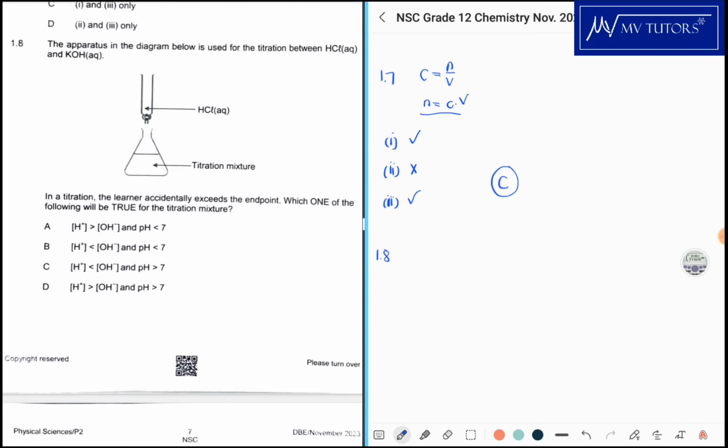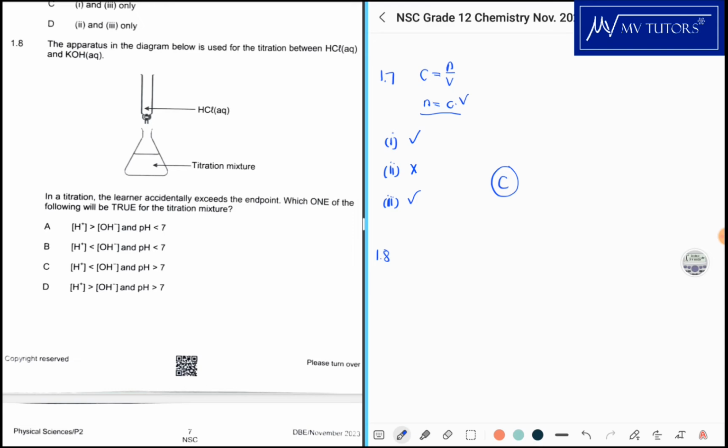All right, so 1.8 says the apparatus in the diagram below is used for the titration between hydrochloric acid and potassium hydroxide. Okay, so this titration mixture in there should be the potassium hydroxide, and then you are putting in hydrochloric acid, probably in a controlled manner. Now it says in a titration, the learner accidentally exceeds the endpoint. Okay, meaning they poured more hydrochloric acid than required. So which one of the following will be true for the titration mixture?